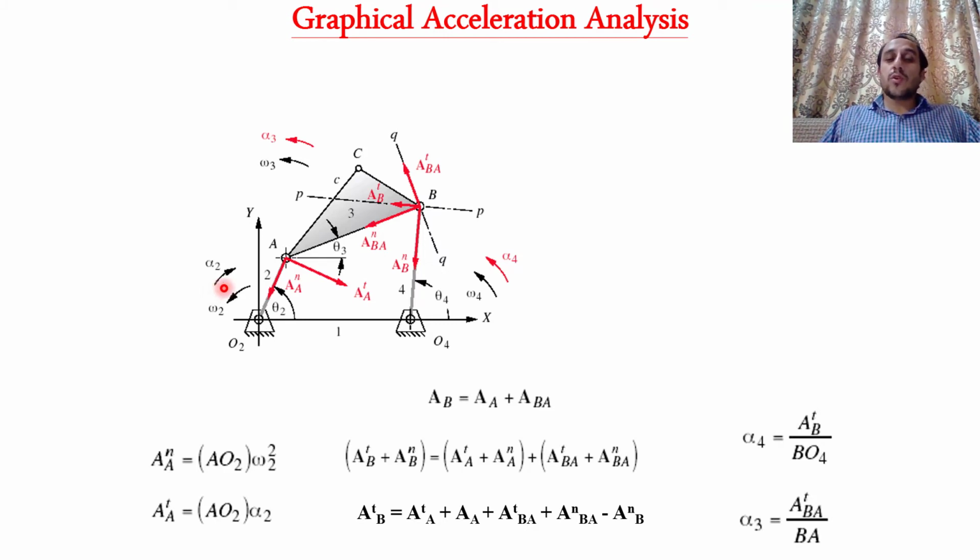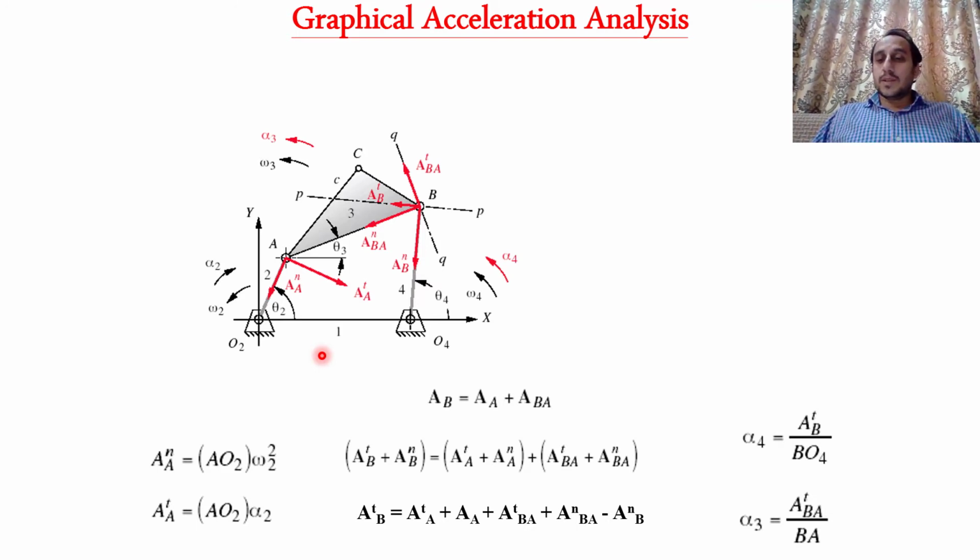So now we want to determine what? There are a total of 5 unknowns in this system as far as acceleration is concerned. 5 हमारे पास unknowns हैं जो कि हमने basically find out करने हैं using the graphical method. Okay, so what are the knowns?